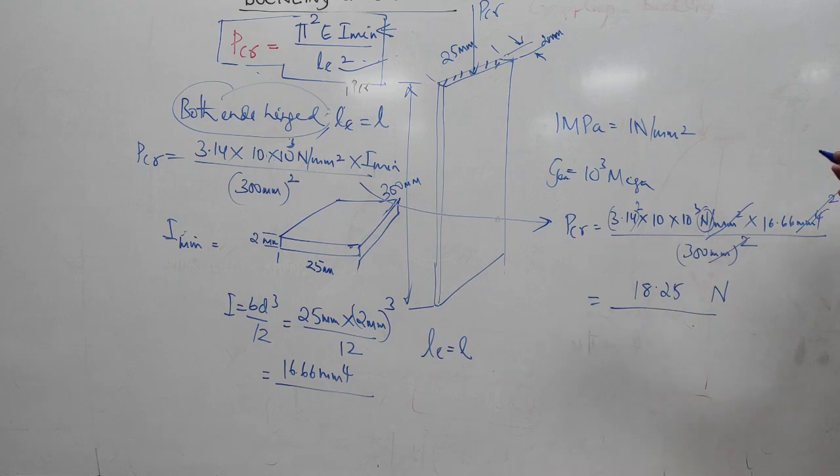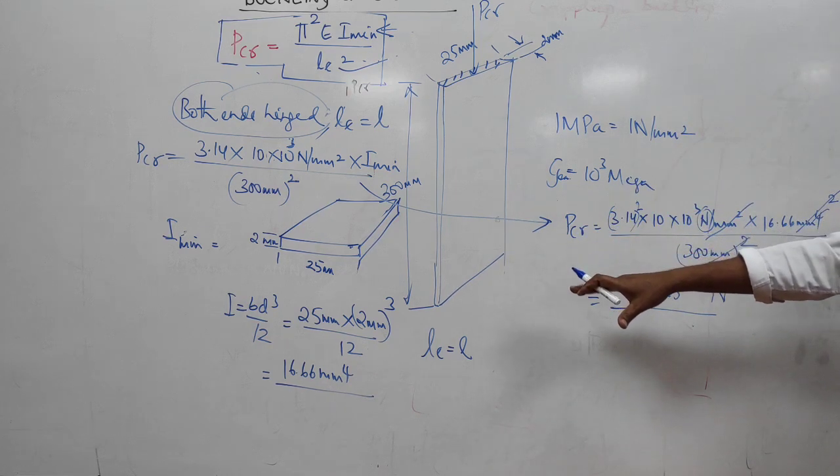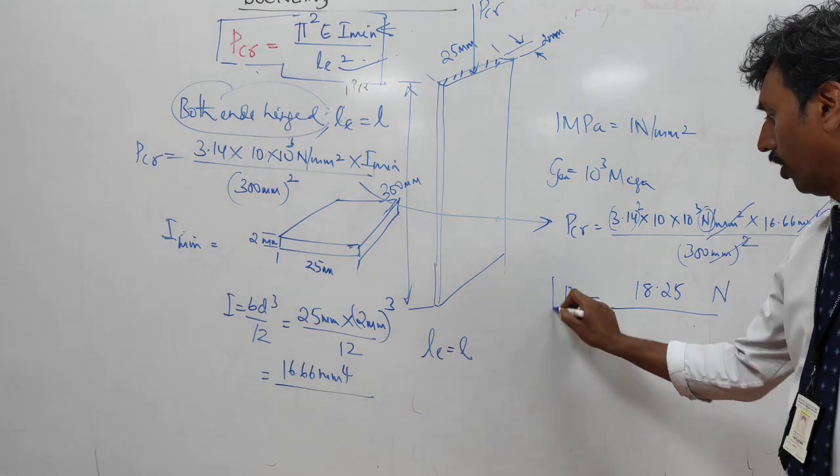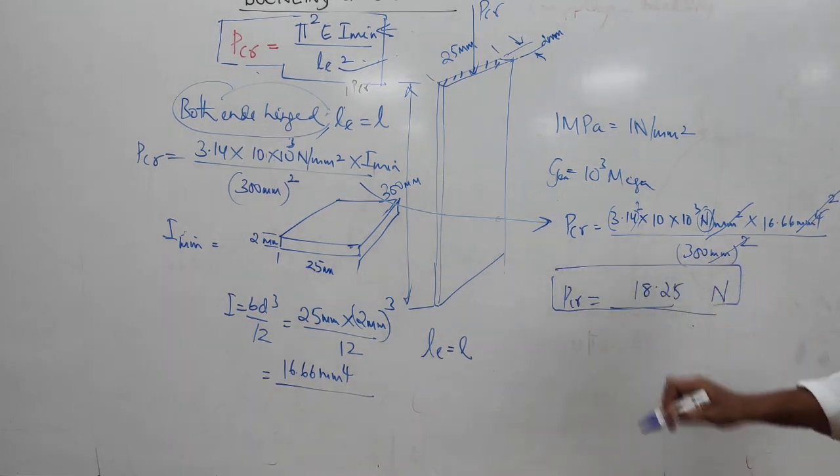This guy Euler made this equation 300 years back. After 300 years, if you struggle to use the equation he has made, then whose fault is it? We are not asking you to make the equation, we are just asking you to use the equation he made 300 years back. Okay? Just use this equation. So this is the load when both ends are hinged.